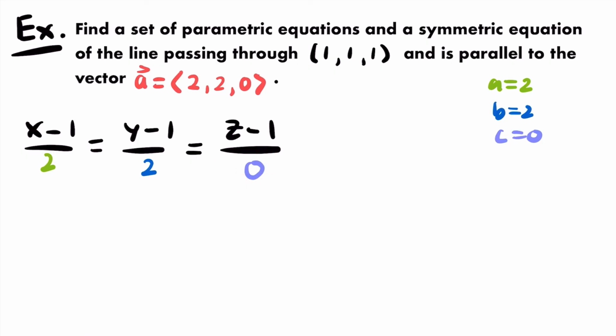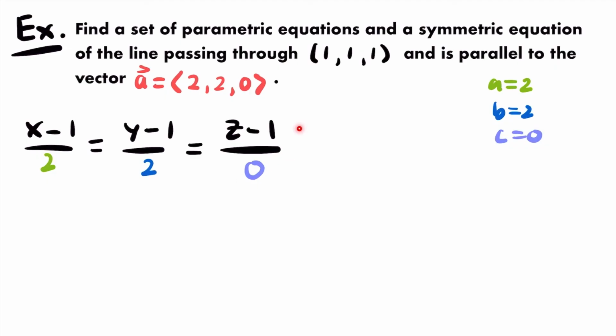We can't divide by 0. That is not a defined value. And so this is a little bit problematic. We're going to have to make some type of adjustment to this symmetric equation. We can't leave it in this form. That would not be a proper way to define the line here. And so we'll come back to this. We'll talk about how to adjust this in just a second.